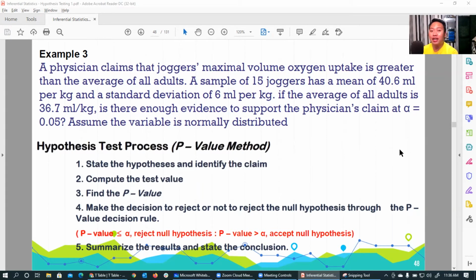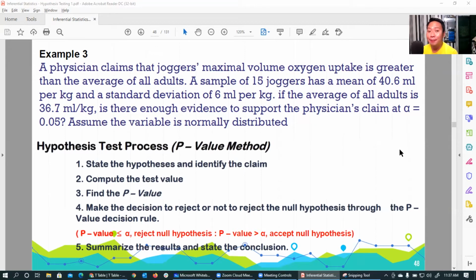In this example here, guys, we're going to be using t-test. Okay? Even though it tells you that the standard deviation is 6 ml per kilogram, it did not say population standard deviation. At the same time, it did not say sample standard deviation. You might get confused. So, is the standard deviation sample or population? That's a good question, but that question will be answered in the problem itself.